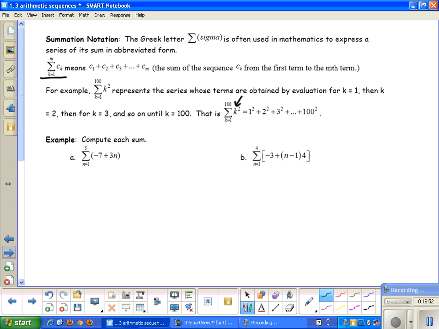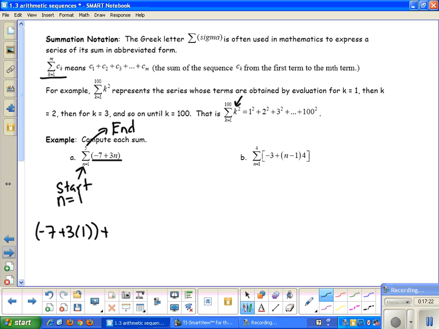We want to compute each sum. So for this first one, this is the formula, and again, this is where I'm starting, at n value equal to 1 in my formula, and this is the number that tells me how to end. And since I have the sigma notation, that means I'm going to be adding all the answers together. So for the first one, I would have negative 7 plus 3 times 1. That would be my first answer.